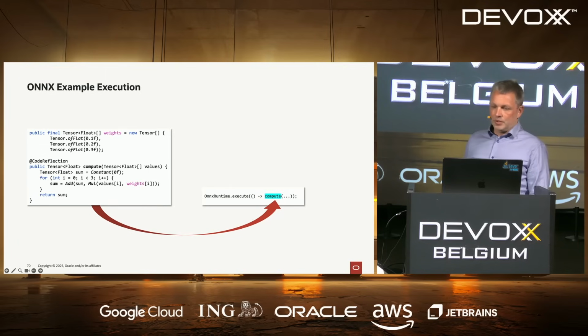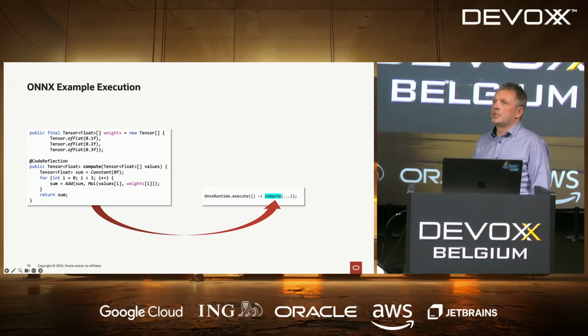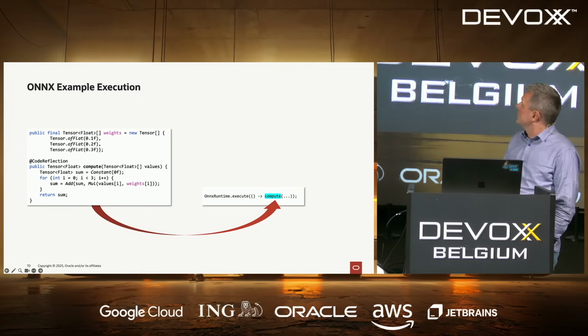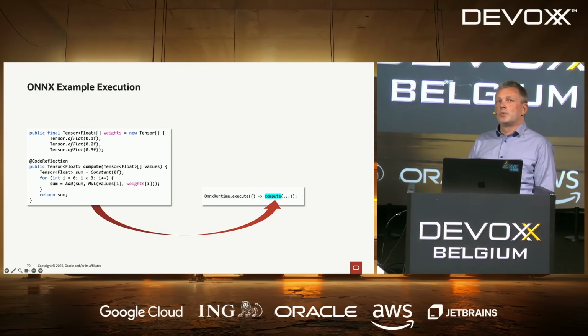So now we need to execute it. This is how it's done. ONNX Runtime, that's another part of the library that we created, does all this stuff in the background for us. All the transformation steps that we just described: you just pass the lambda calling your method that's annotated by code reflection into ONNX Runtime execute. And it's not executed in Java. It passes through all the transformations I've just described, and it runs in ONNX Runtime through the FFM API. That's it.